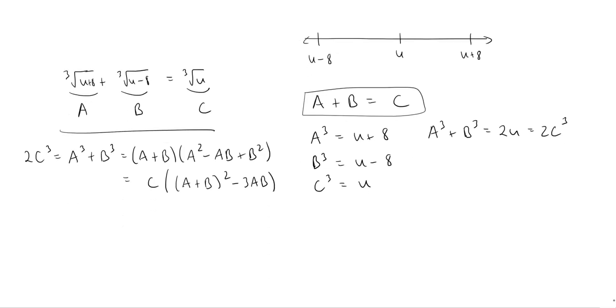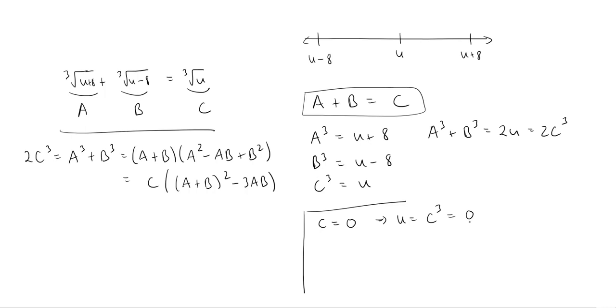Now, at this point, I would like to divide by c. The only reason I can't do that is if c is equal to 0. Let's look at that case separately, right? What would it mean if c was equal to 0? Well, if c is equal to 0, then that means that c cubed is equal to 0. And c cubed is u. So u would equal c cubed, and that would equal 0.